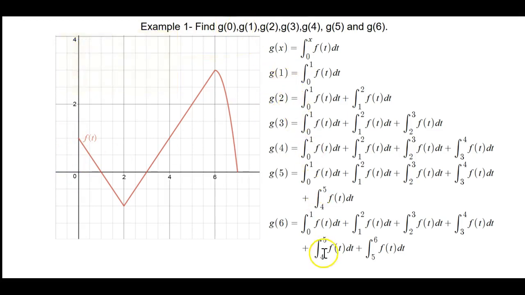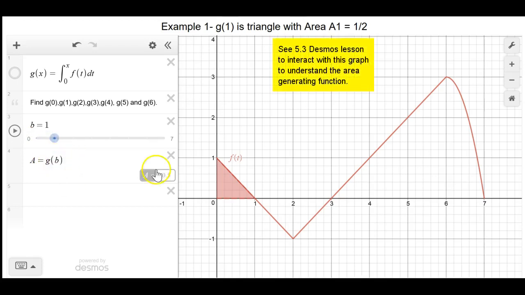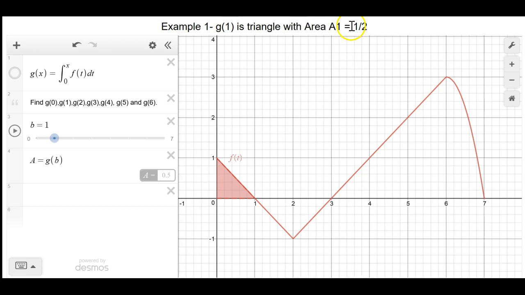So now let's go look at these other values. G of 1 means I am putting the value 1 as the upper limit of this integral into g. So when I evaluate g at 1, I'm getting the area under f from 0 to 1. And it's this right triangle of base 1, height 1, so it has an area of 1/2 so far.